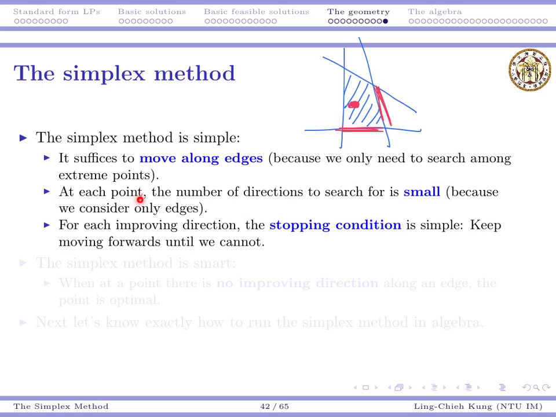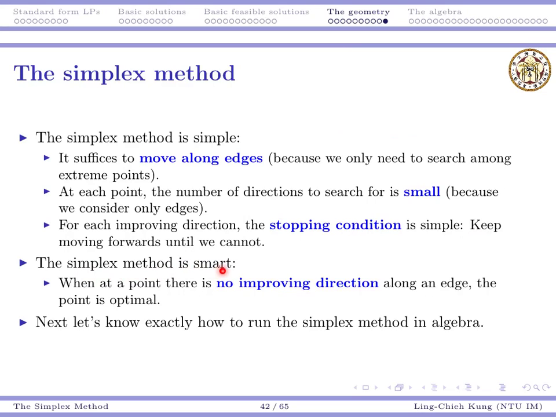Also, at each point, the number of directions to search is small, because we only compare edges. If I'm here, all I need to worry about is this direction and that direction. I need to decide which direction to go among these two, but I don't need to worry about this direction, this, and this. I only need to worry about the two edges. So the thing I need to consider is under control. And finally, the stopping condition is simple. I just move until I hit another constraint or reach another corner.